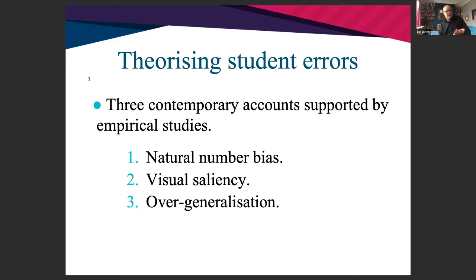Okay. And then we're going to approach the theory of student errors in 2 ways. First of all, I'm just going to very briefly go through 3 contemporary accounts. So when we think about these systematic errors, what sort of theoretical accounts can we have for why they're occurring and why they're coming up?